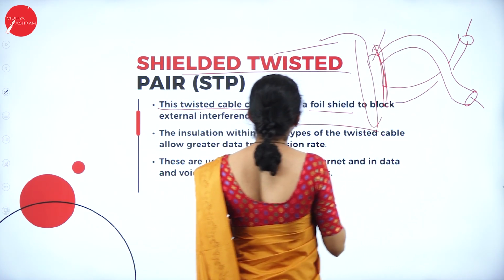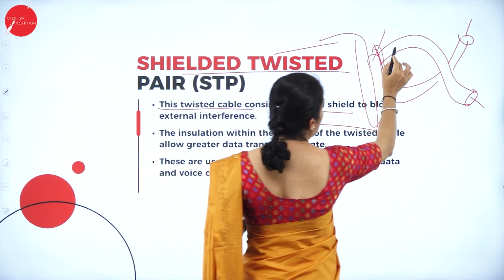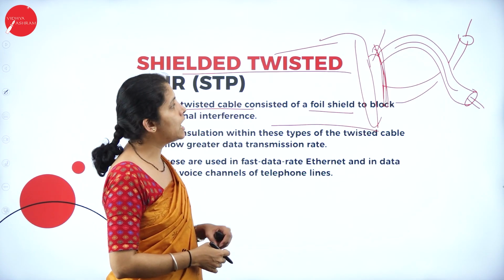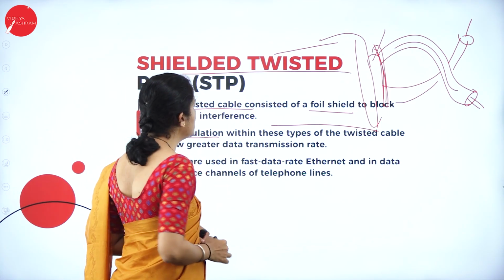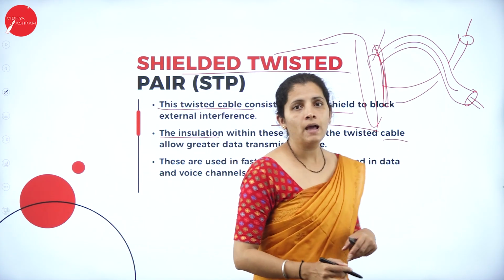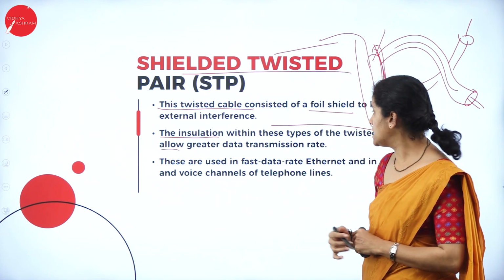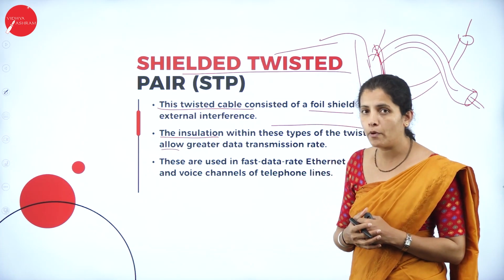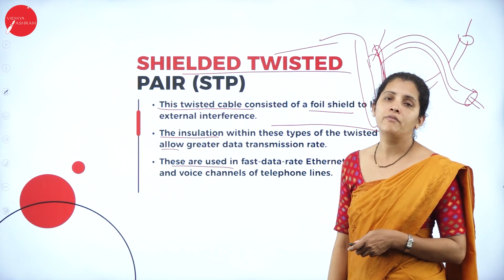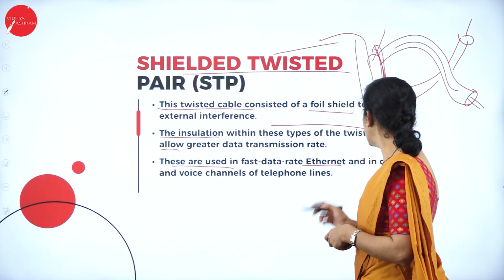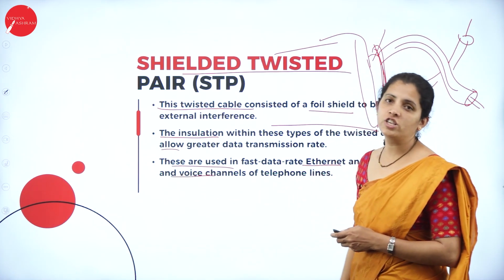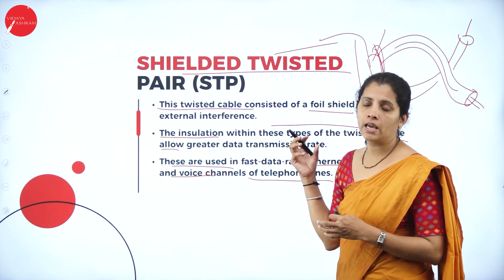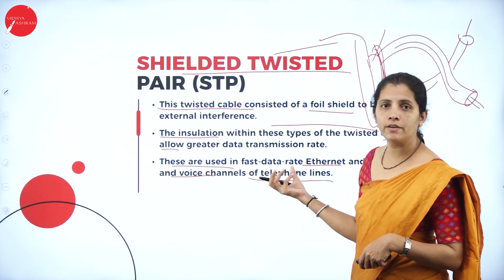This is my copper shield. So it's nothing but a foil shield. Okay, and I'm going to have the plastic, that is insulator, and this is my copper wire responsible for carrying the data. Another one is used for grounding purposes. The insulation within this type of twisted cable allows greater data transfer. By using shielded twisted pair cable, I can transfer a large amount of data. These are used for fast data transfer rate, Ethernet, and in the voice channel of telephone lines. In the sense that we are going to use this shielded twisted pair cable to transfer data as well as in the telephone lines.